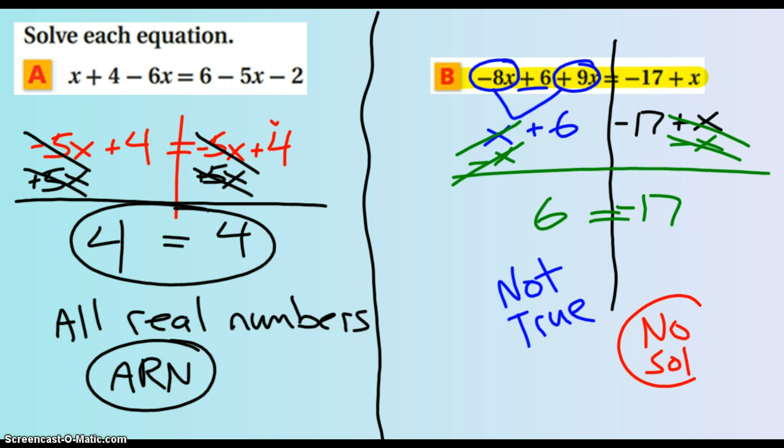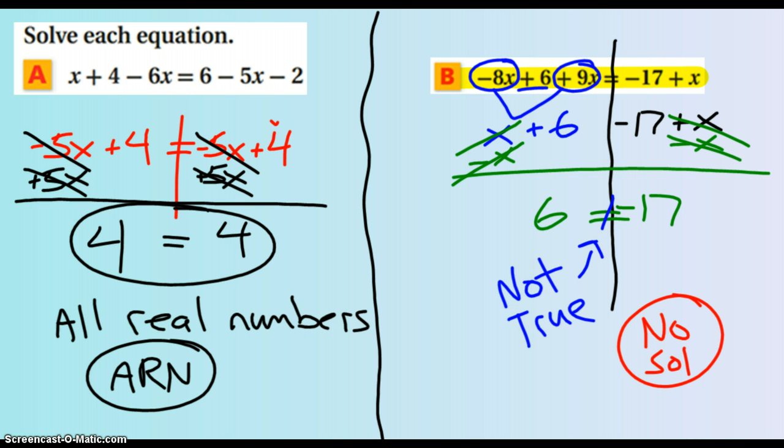And I'll abbreviate that to no soul, but we're not being mean to this problem. It has a soul, it just doesn't have any solutions, alright? So if you ever get a not true statement where we know that those two numbers are not equal to each other, there can be a no solution.